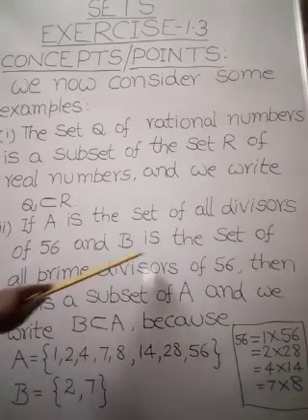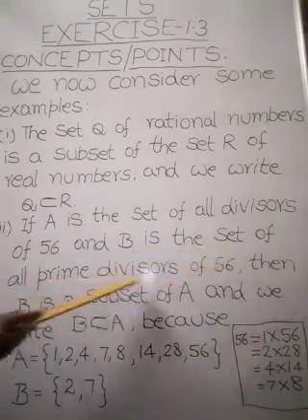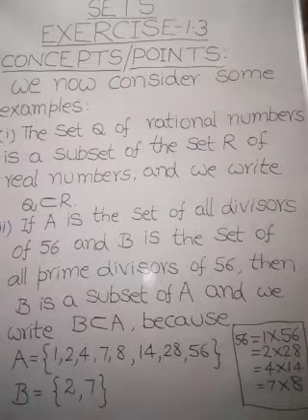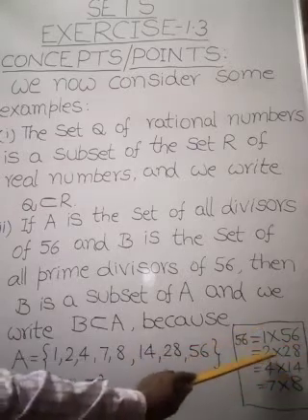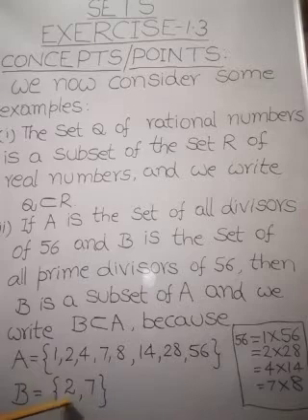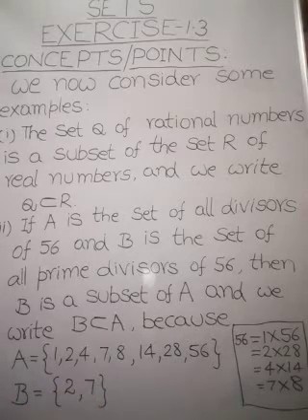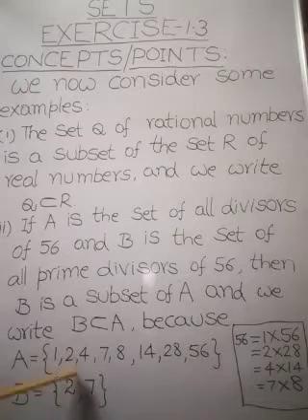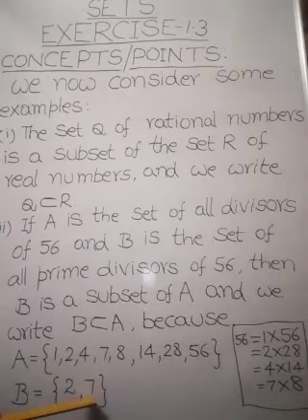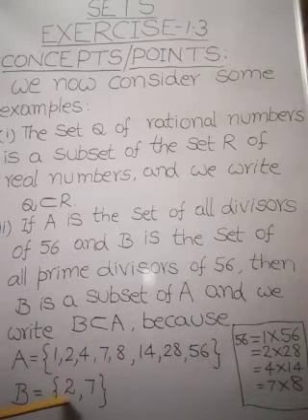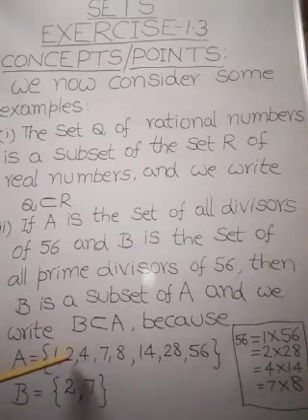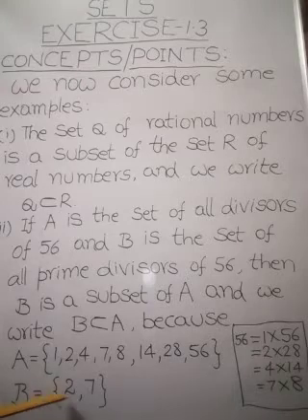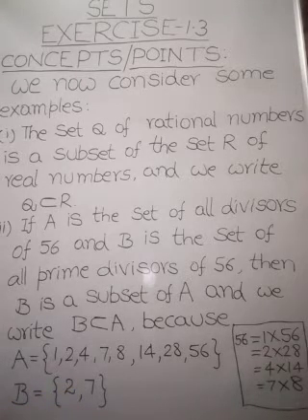Now come to set B. What is the set B? B is the set of all prime divisors of 56. What are the prime divisors? Means prime numbers. What are prime numbers in these numbers? 2 and 7 only. So here B is equal to {2, 7}. Now if you observe, 2 is in the set B, it is also in the set A, and 7 is in the set B, it is also in the set A. So every element in the set B is also an element in the set A. That is why we can say that B is a subset of A. Understood this example, my dear children?